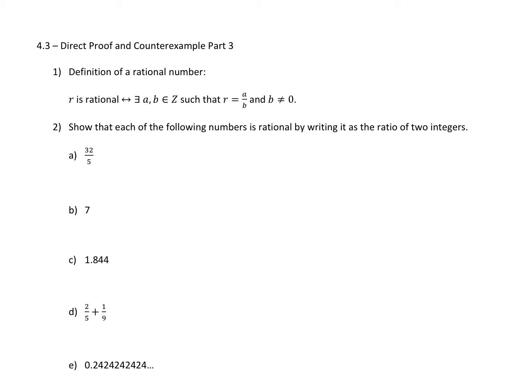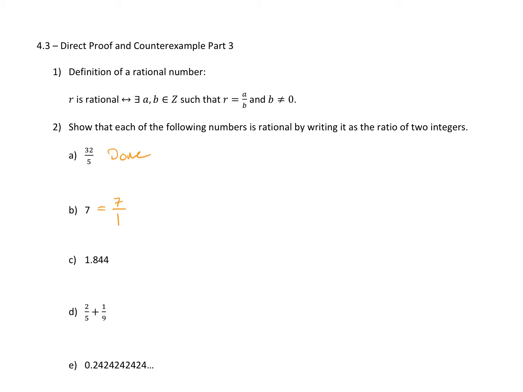All right, so we're going to apply this definition to show that each of the following numbers is rational by writing it as the ratio of two integers. 32 over 5, 32 fifths, that's done. It's already written as the ratio of two integers. 7, we can write as the ratio of two integers by writing it as 7 over 1.